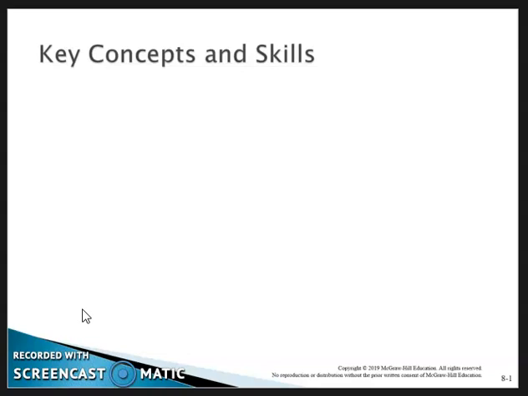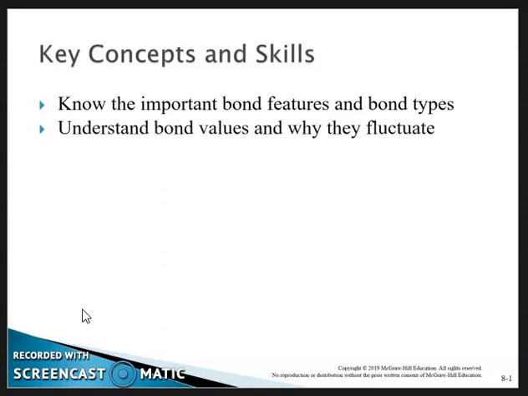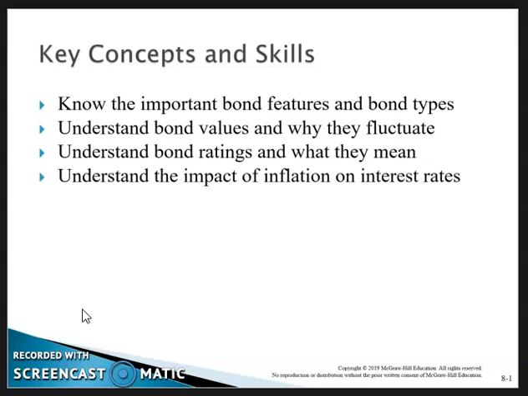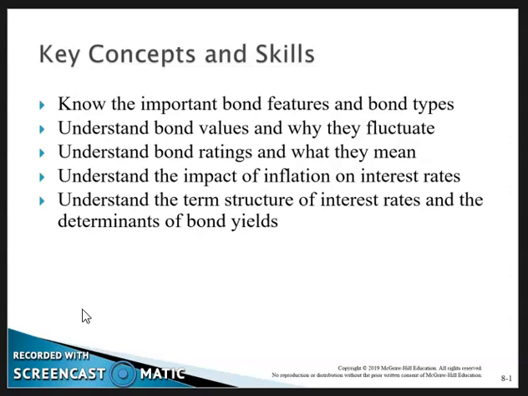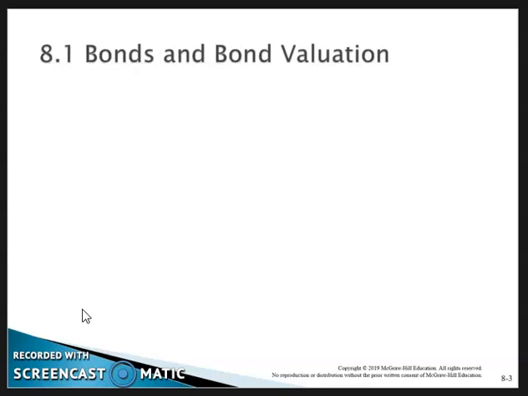So, key concepts and skills: important features of bonds and bond types, understand bond values, why they fluctuate, how they fluctuate, understand bond ratings and what they mean, understand the impact of inflation on interest rates, understand the term structure of interest rates and the determinants of bond yields. So, chapter topics: bond valuation, government and corporate bonds, bond markets, inflation and interest rates, and determinants of bond yields. So, bonds and bond valuation.